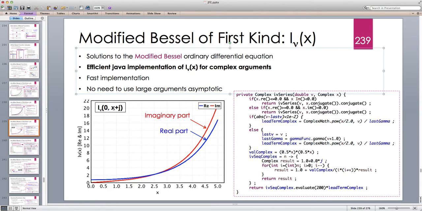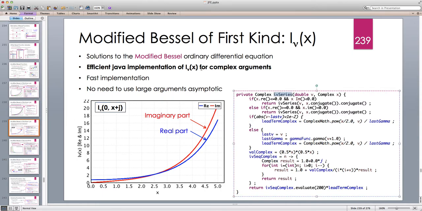And here's an example of calculating the I nu Bessel function. Nu is 0, and for a complex number x plus j, so I'm sweeping x, the real part, and the imaginary part is always j, right? And here's the code.